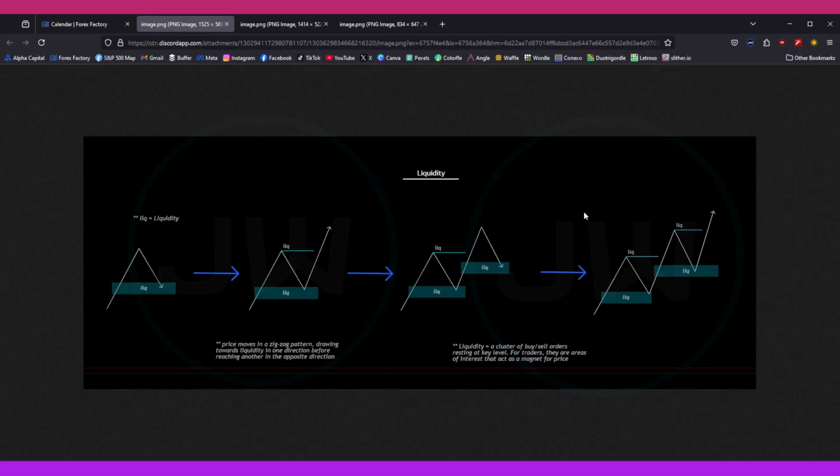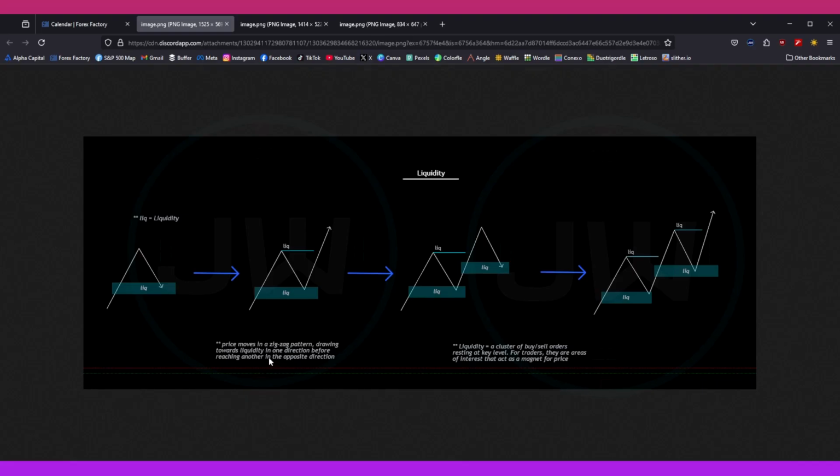And today we're going to go over external and internal range liquidity. So what does liquidity mean exactly? Liquidity is defined as a cluster or collection of buy and sell orders resting at a key level. Now for traders, there are areas of interest where they act as magnets for price.